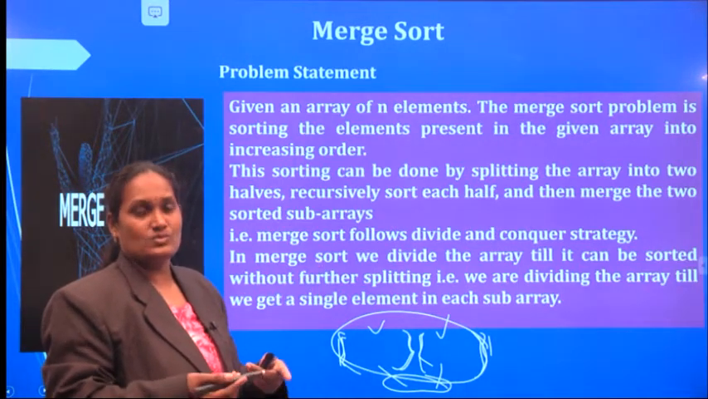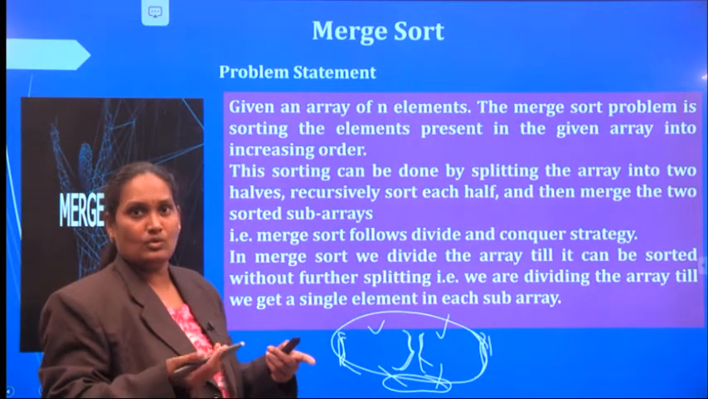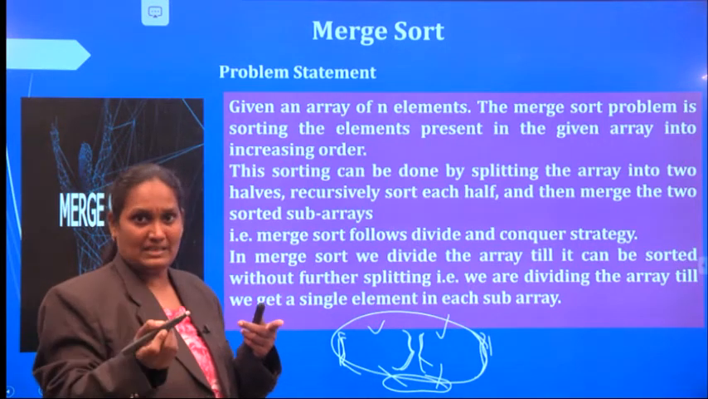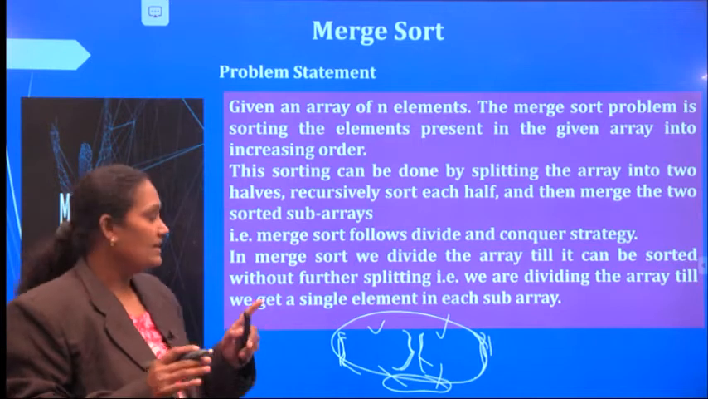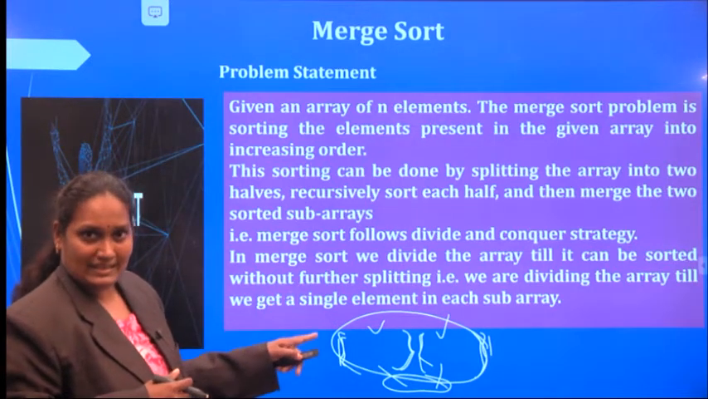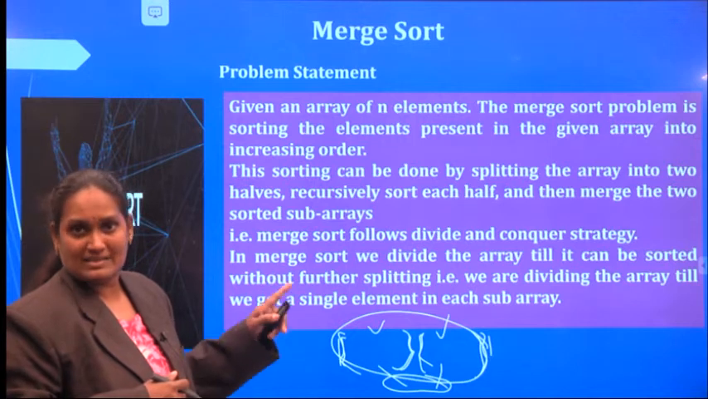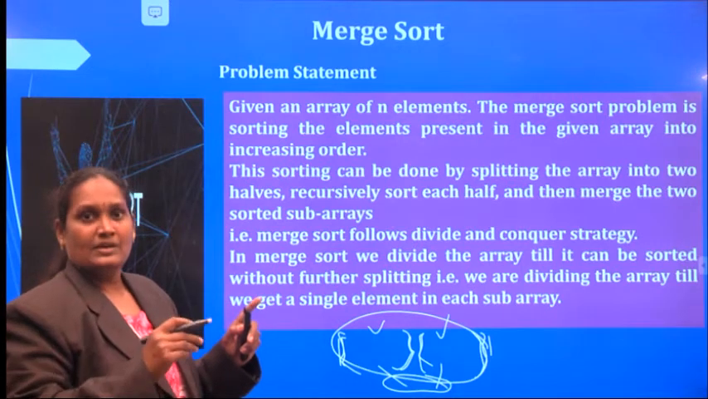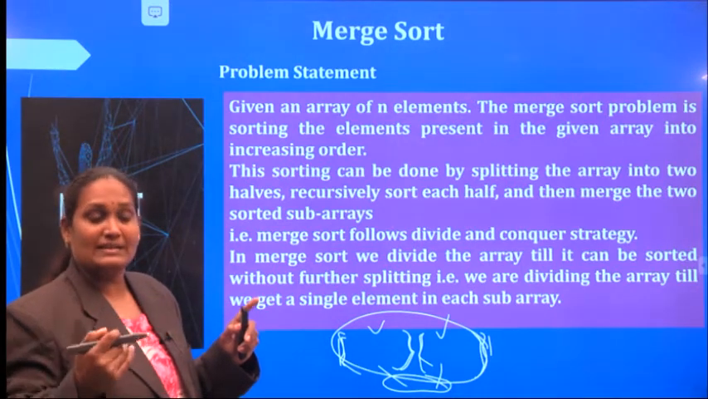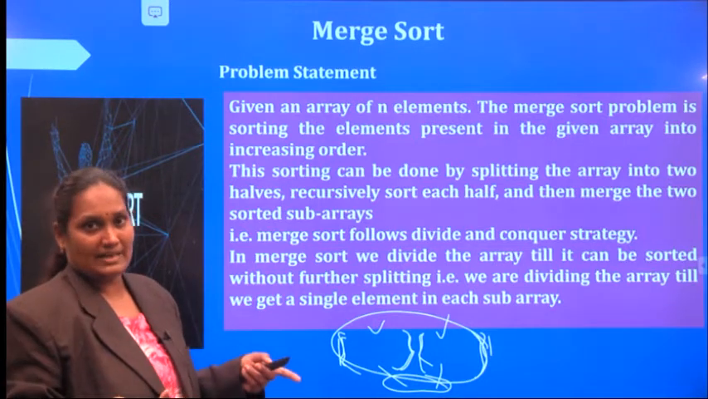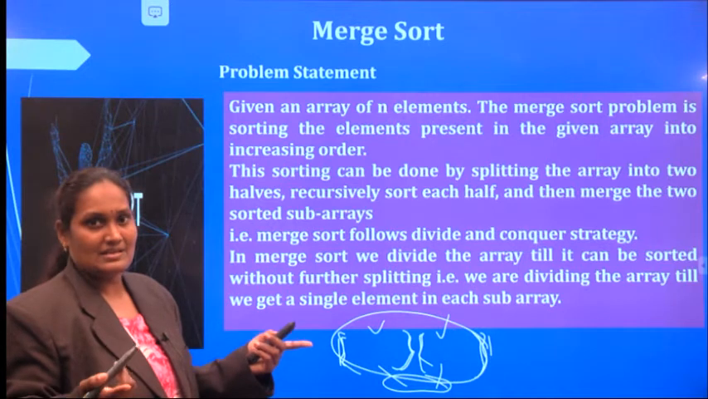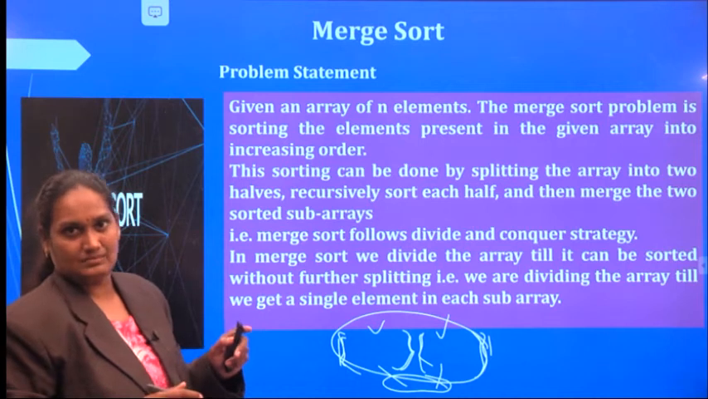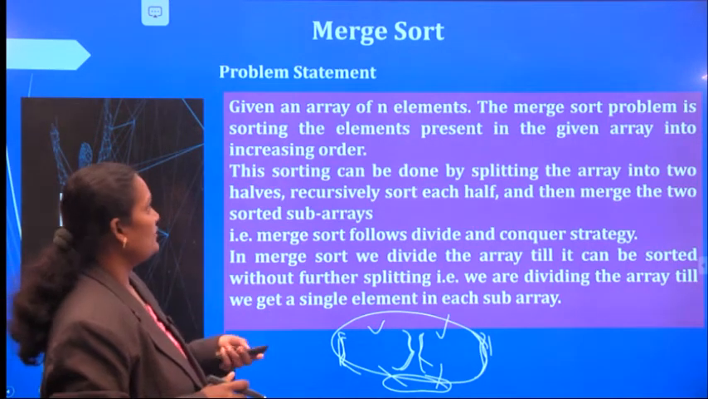If a subarray contains only one element, it is already sorted. There is no need to split it further. So we divide the array till we get one single element in the subarray. That means if your array contains 10 elements, you are going to divide it into 10 subarrays, each containing one element. Each subarray is sorted, and all these sorted subarrays are merged together in merge sort. This gives the problem statement of merge sort.